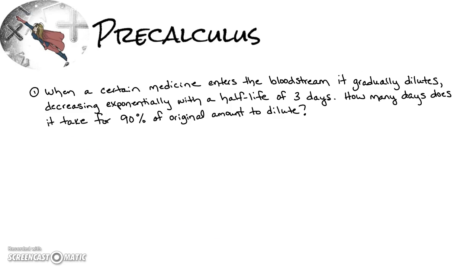So this one is a problem about a medicine entering the bloodstream. It gradually dilutes, decreasing exponentially with a half-life of 3 days. Now, it's a half-life problem, so I'm going to use that more generic formula just to show you how it works. A of t equals A0 e to the kt. Now, if you read through the whole problem, they didn't tell you at what percent it's decreasing, so we do not know the k ahead of time.